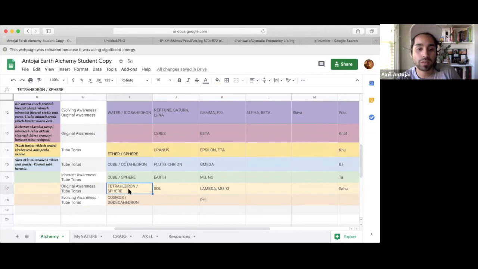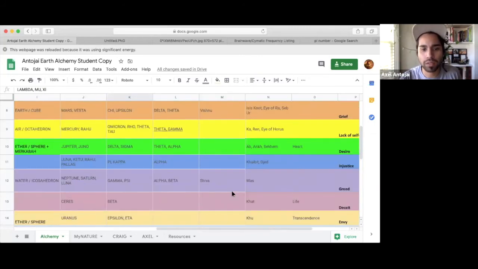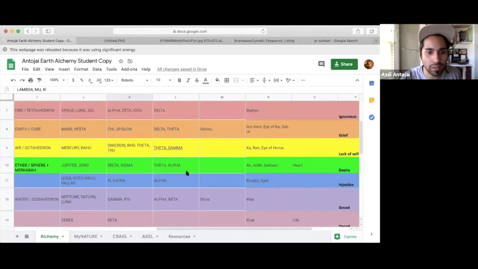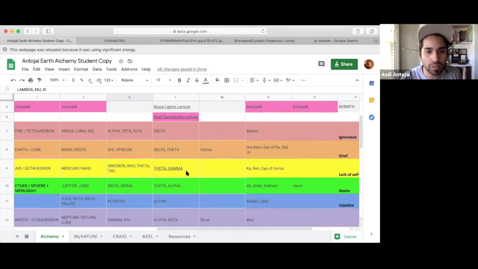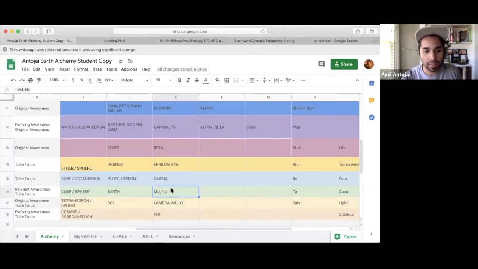The tetrahedron, which is tied to fire, is tied to the sun. That's why you started seeing your chakras kind of blast a bit. I'm trying to see if Mu is anywhere else in this chart. It's also tied to the Mother Earth chakra, but primarily the main focus that I usually put it into is the 11th chakra.